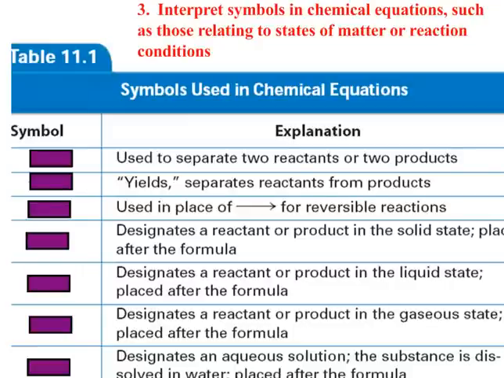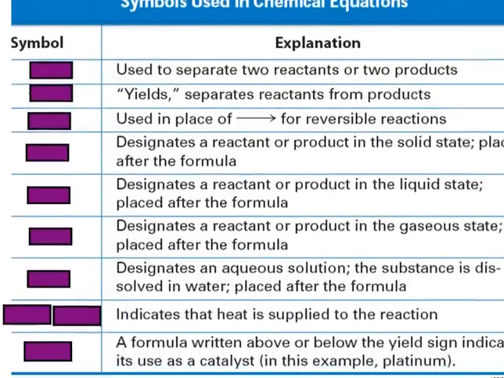We are starting off with objective number 3, which says to interpret symbols in chemical equations, such as those relating to states of matter or reaction conditions. If you find your unit objectives sheet, the purple piece of paper with the objectives for Unit 10, you'll find on the back of this a chart that looks like this, Table 11.1. On here it has some definitions of some symbols that you will see in chemical equations. So we're going to go over this now.